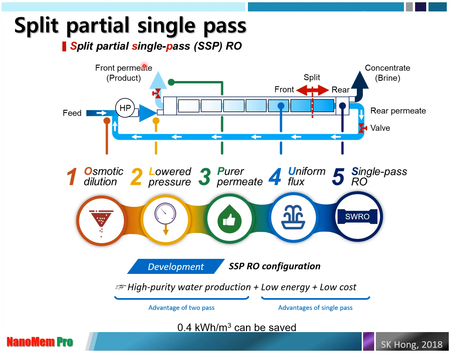So this has impact for osmotic dilution, lower pressure, purer permeate, uniform flux, and single pass reverse osmosis, which means you don't need a second pass, which can reduce the capital cost. So this SSP RO configuration can save 0.4 kilowatt hour per cubic meter.